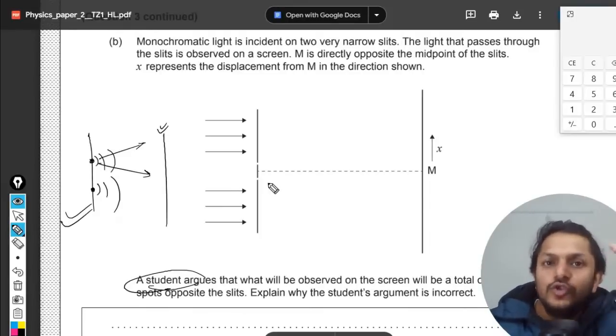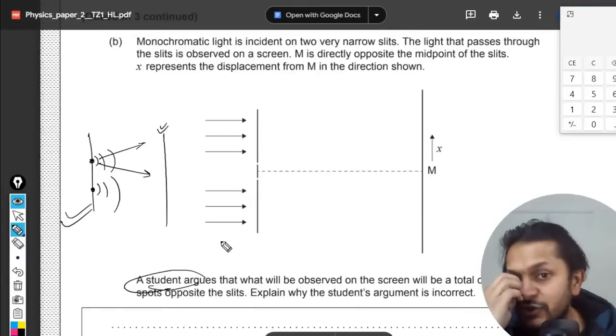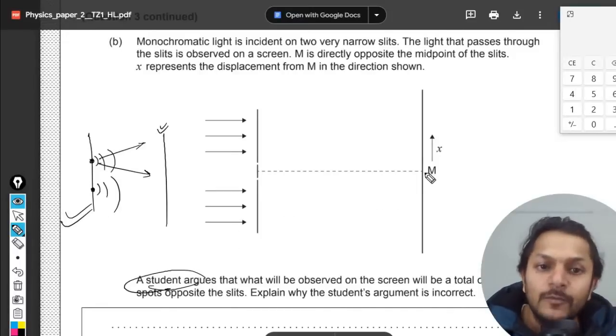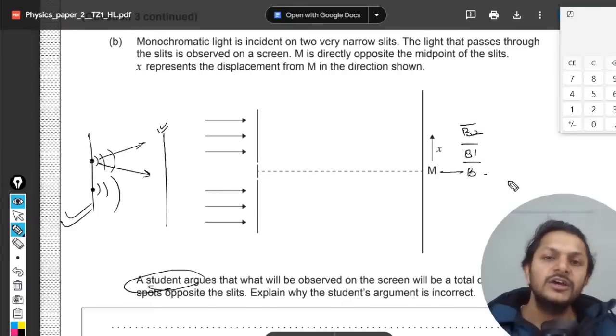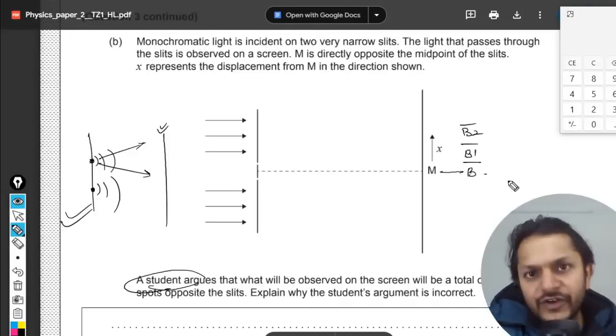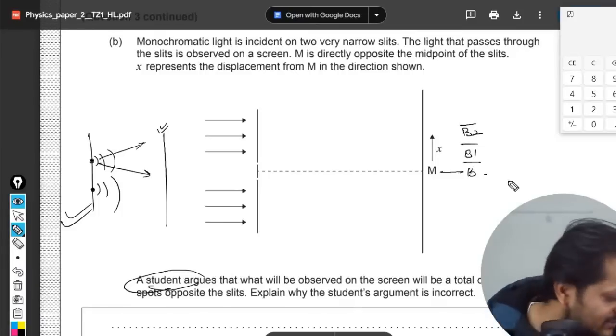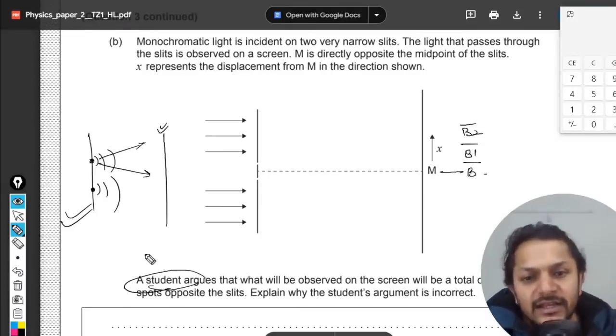And instead of having a uniform distribution of double the intensity on the screen, we are going to see a pattern there. So you have to just write what is interference. You have to say that because light is a wave, interference will be taking place. And so at point M, there will be a bright spot, followed by a dark spot, then again bright, then again dark. So there will be an alternating fringe pattern of bright fringes and dark fringes, because of the interference that is taking place.